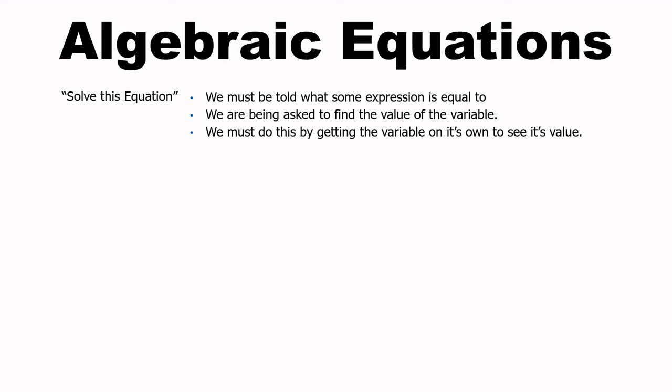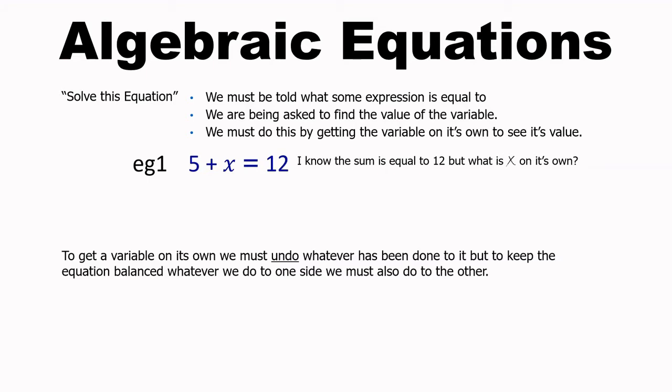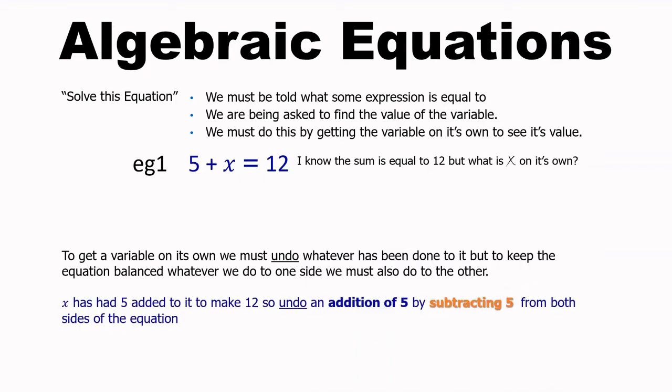We do this by getting the variable on its own, by undoing the operations that are being performed on it. So in this example here, I can clearly see that the expression 5 plus x is equal to 12. But what is x on its own? To get the variable on its own, we need to undo whatever's been done to it, but keep the equation balanced. So whatever's done to one side of the equation must also be done to the other side of the equation. So in this example here, x has been added to 5 to make 12. So to undo this addition, we'll subtract 5 from both sides of the equation.